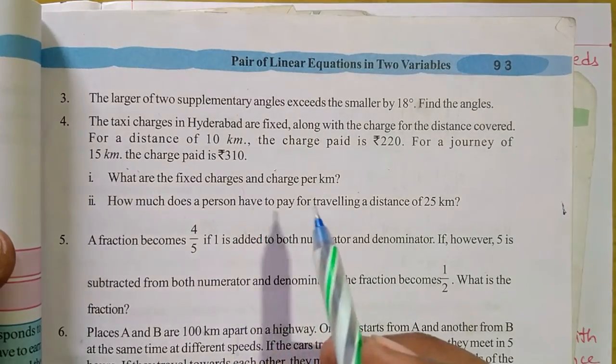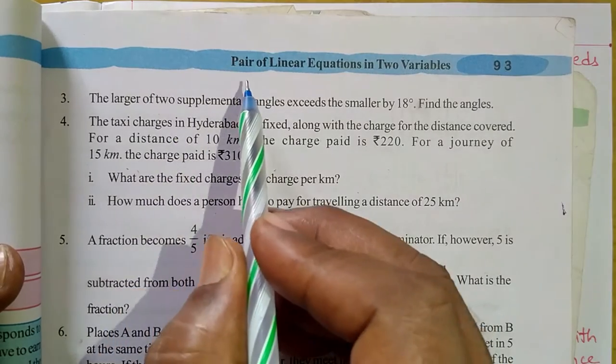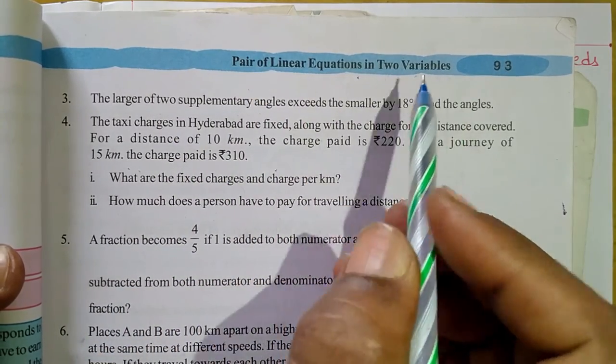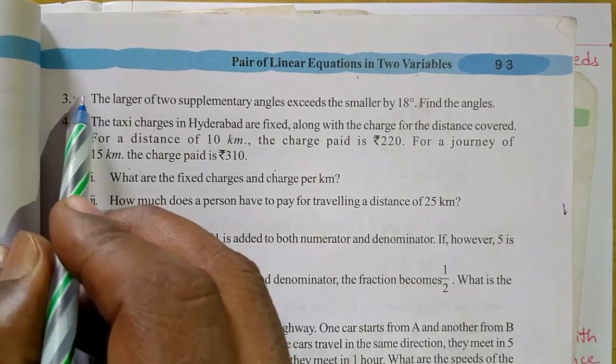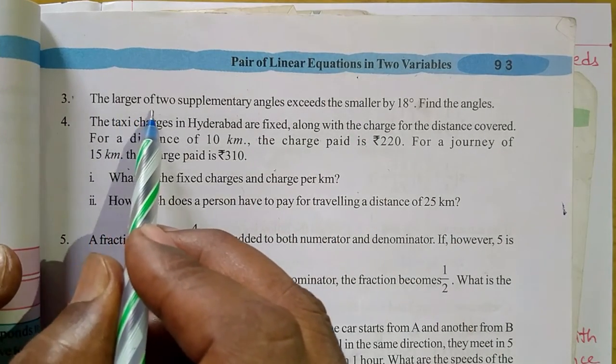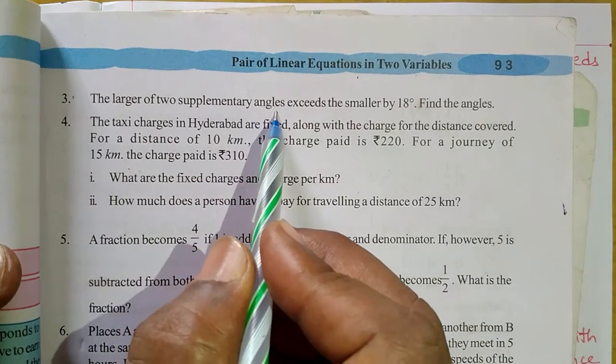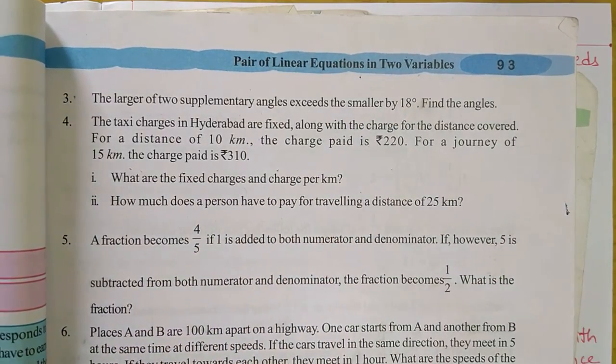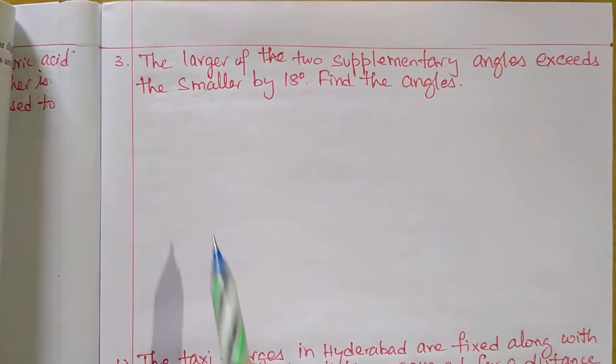Students, let us continue solving the problems from the chapter Pair of Linear Equations in Two Variables. I will start from the third problem. The third problem is: the larger of the two supplementary angles exceeds the smaller angle by 18 degrees. Find the angles. So I have written the question for you here.